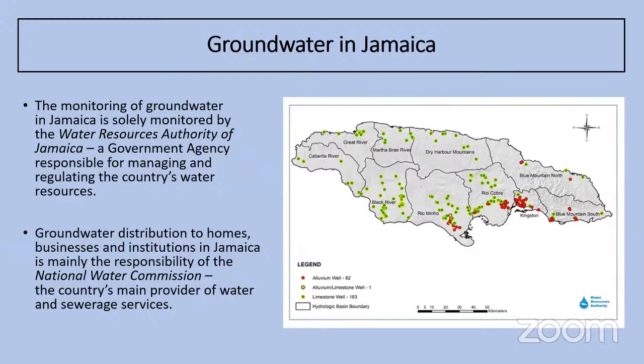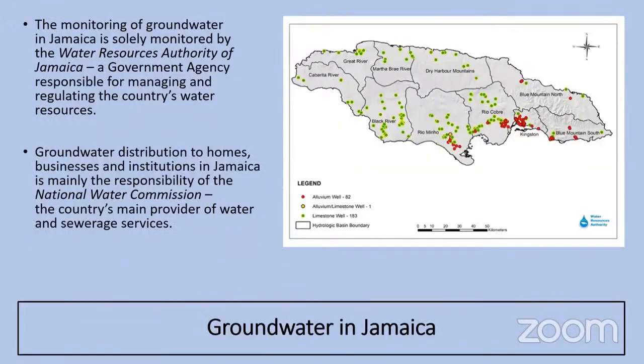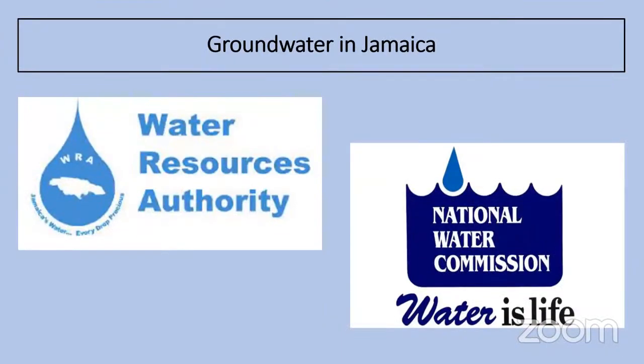Groundwater distribution is mainly done by the National Water Commission, which is the country's main provider of water and sewage services. The NWC, like the WRA, is a government agency. And here are the logos of the two agencies.